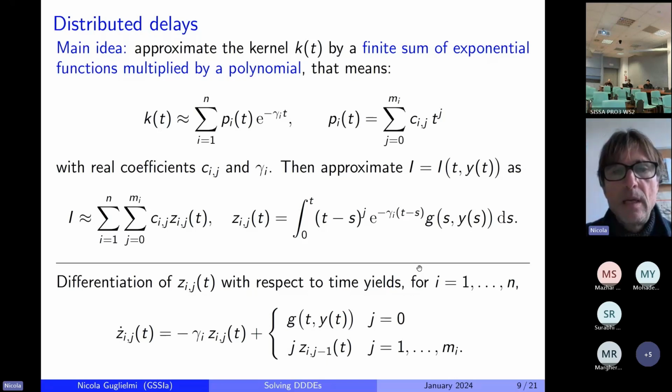What's the problem here? If kappa is originally in this form, then the problem is equivalent to a system of ODEs. If the problem is not originally in this form, we have to find a good way to represent kappa, to approximate kappa by a quasi-polynomial.